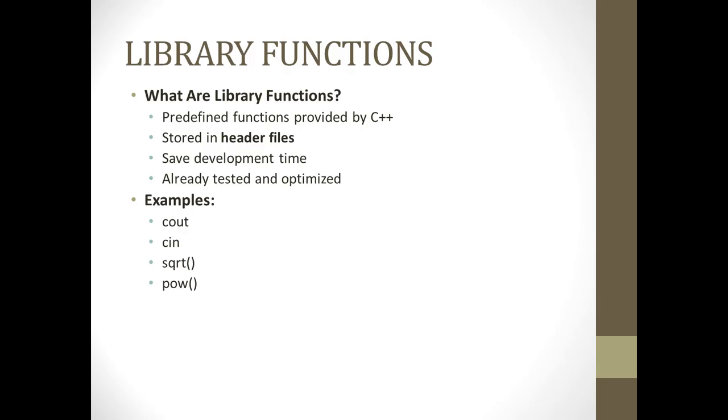There are other functions, but I'm just listing very few of them. The square root function and the power function are for performing mathematical operations. Square root will give you the square root of a provided number, and power will give you the power of a number raised to a particular number. These two are included in the header file called cmath. So if you want to use these mathematical functions, you have to include cmath, like #include <cmath>.